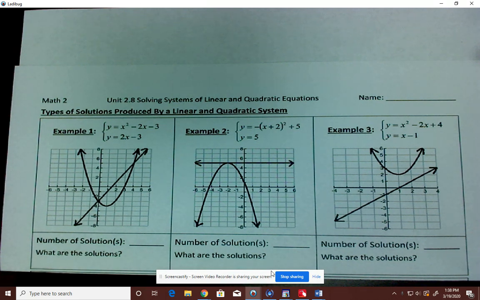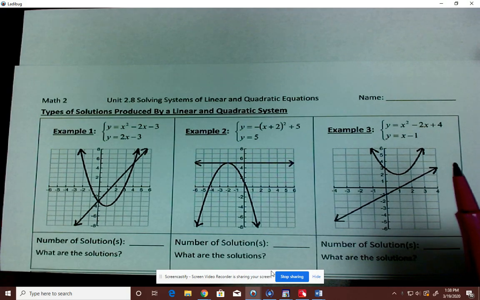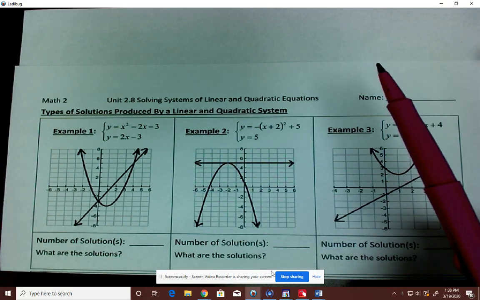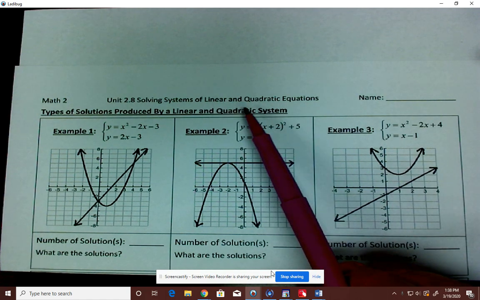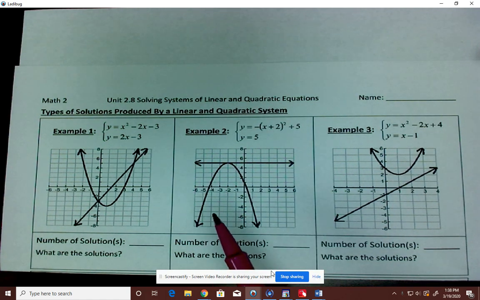So what we're going to start looking at is we're still continuing to look at quadratic equations, but what we're looking at now is a system of linear and quadratic equations. So we're going to have to review how to graph lines also.